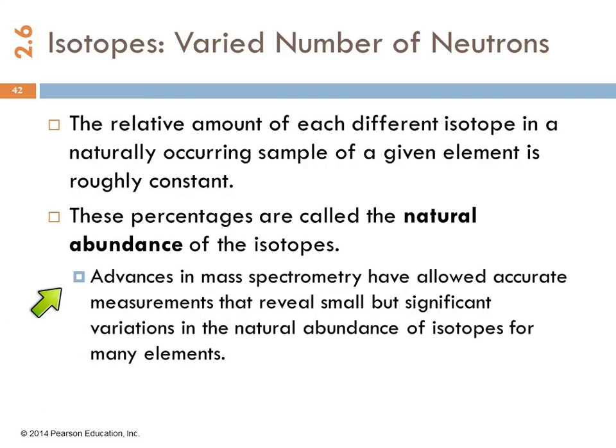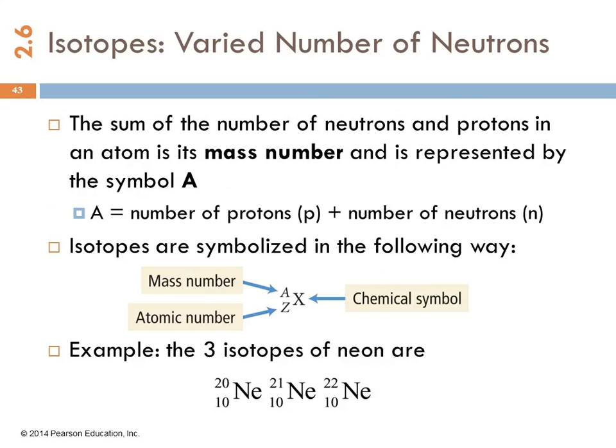We've had advances in mass spectrometry that allow more accurate measurements. We used to say the natural abundances were the same everywhere. Now we know that there are small but significant variations for many of the elements. So that's a small change from a few years ago. General chemistry does not change much. That's one of the few things that changes a little bit.